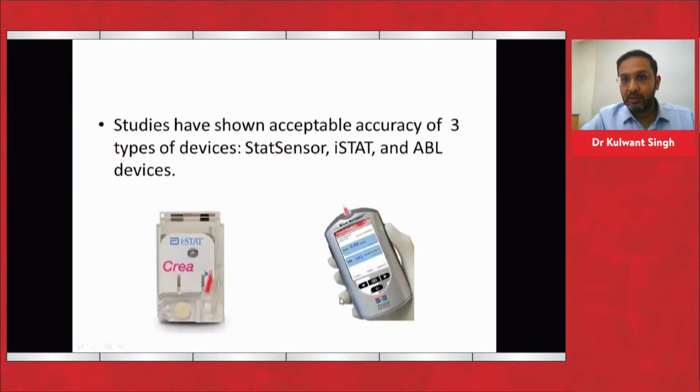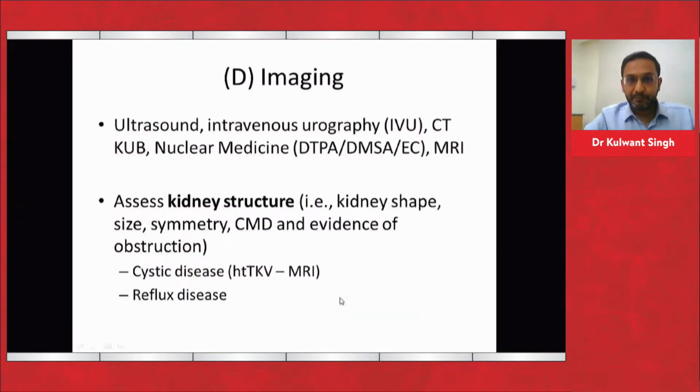A few devices have been validated by KDIGO, like STAT Sensor, iStat and ABL. These are basically glucometer-like devices where, from a drop of blood, they can assess the level of creatinine. There are other devices under validation also, where creatinine assessment can be done by saliva. I think these can screen patients at remote locations early and help them get an early diagnosis and early treatment.